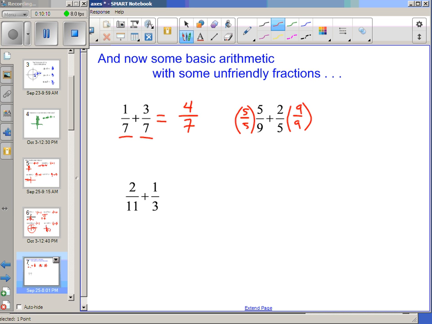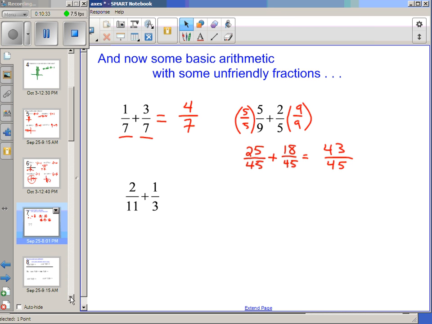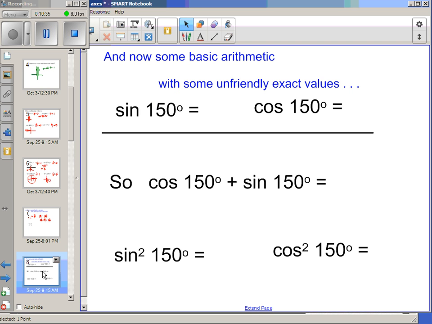And when we multiply fractions, we multiply across the top. So this gives me 25 over 45. And this gives me 18 over 45. Now that my denominators are the same, I can add them up. And so 25 and 18 is going to be 43, and my bottom will still be 45. Now we're going to use the same idea to do some adding and subtracting of trig functions.